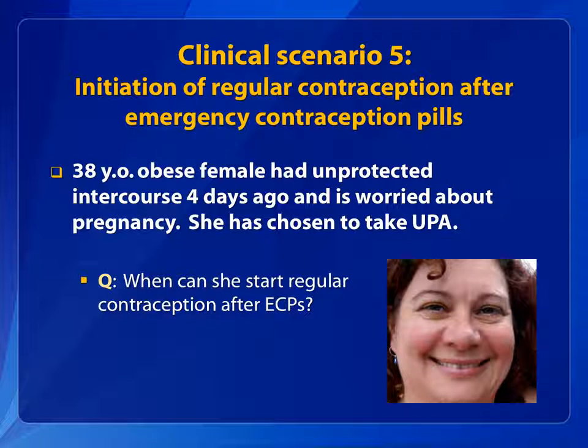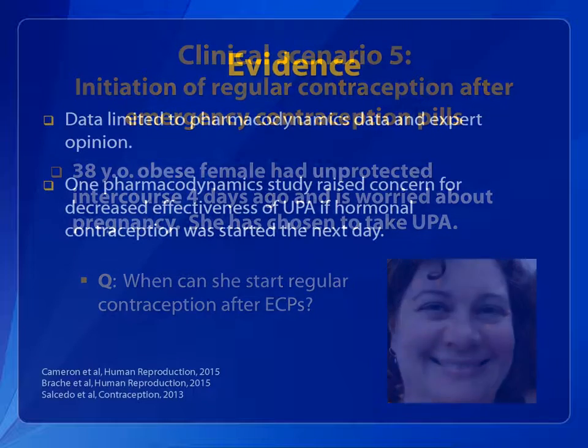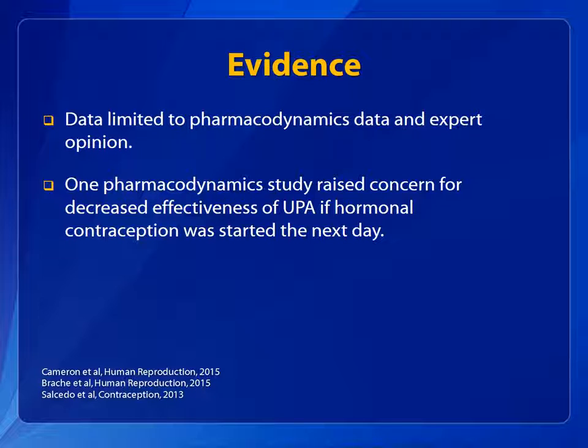If she decides to take ulipristal acetate, when can she start regular contraception after taking the emergency contraceptive pills? Resuming regular contraception after emergency contraceptive pills requires consideration of the risk for pregnancy if emergency contraception fails, and the risk of unintended pregnancy if contraception initiation is delayed until the next menstrual cycle. There is no concern with starting or resuming hormonal contraception concurrently with estrogen or progestin ECPs because these methods do not contain an antiprogestin and have not been shown to have negative effects on an early pregnancy.